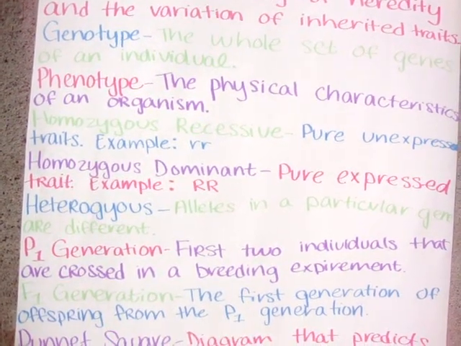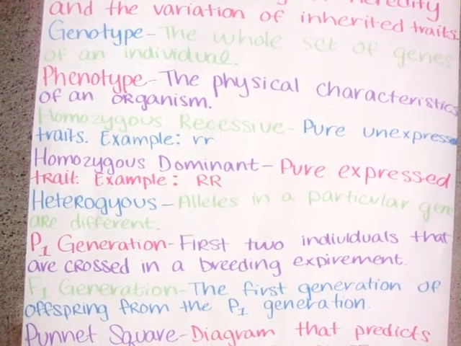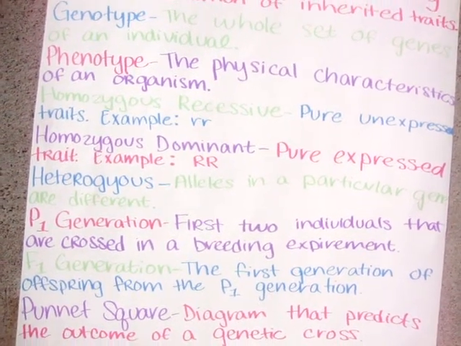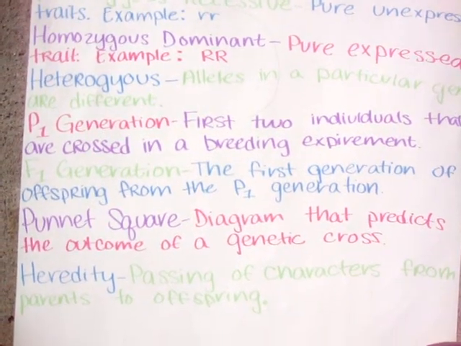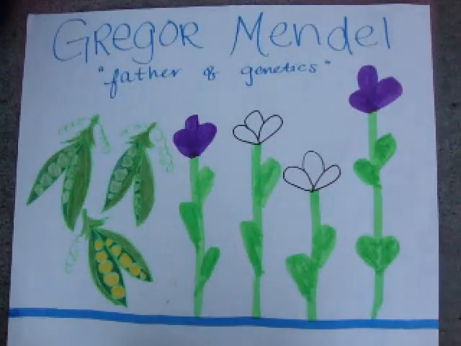P1 generation refers to individuals that are crossed in breeding experiments. F1 generation, the first generation of offspring from the P1 generation. Punnett square, diagram that predicts the outcome of a genetic cross. Heredity, passing of characters from parent to offspring.